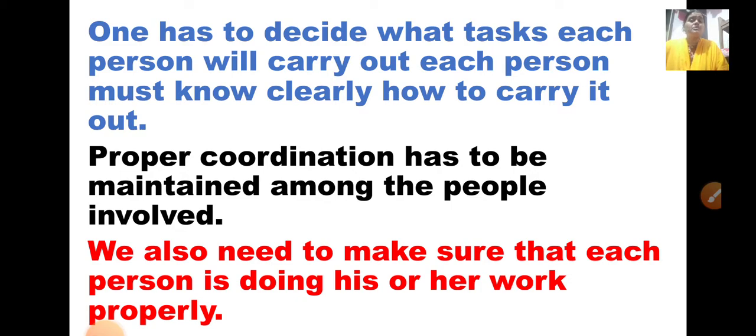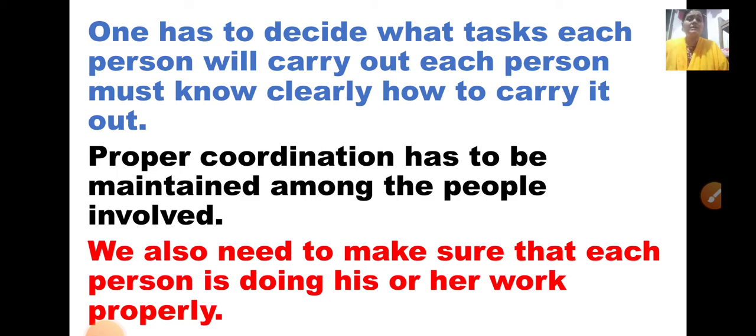Each person must know clearly how to carry it out. Yes, when you are dividing the work, each and every person must be clear of the work given to that particular person. Okay, so he must know clearly, he must get an idea of the work clearly. Yes, I have to do this work, I have to complete it in this time, I have to use all those things in doing the work. So he or she must be clear when work is being divided to that particular person.